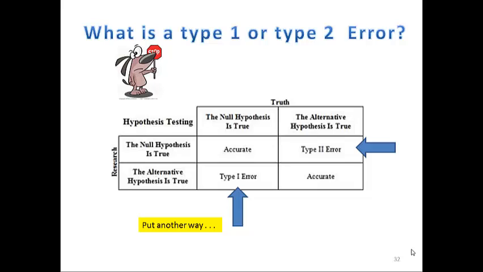In a type 1 error, we think our result is significant when really it isn't, and we fail to reject the null. In a type 2 error, we don't realize that our results were significant, and we believed that our null was true, that there was no difference.